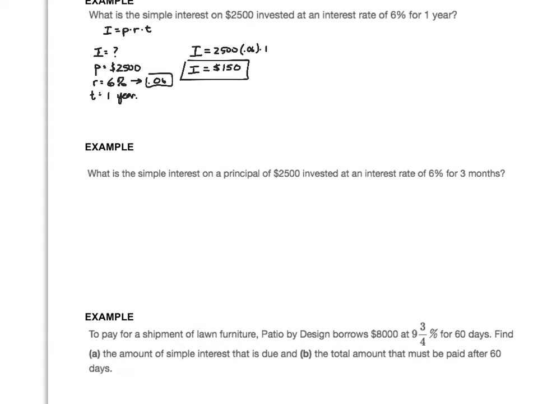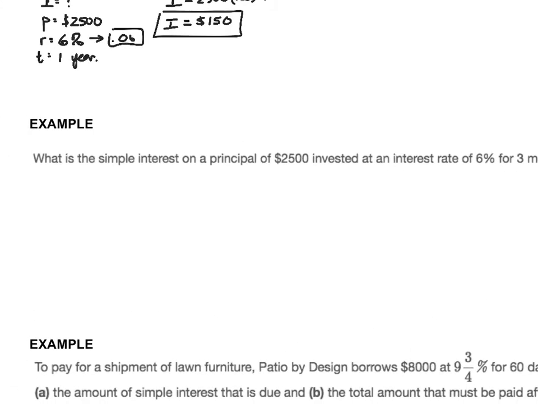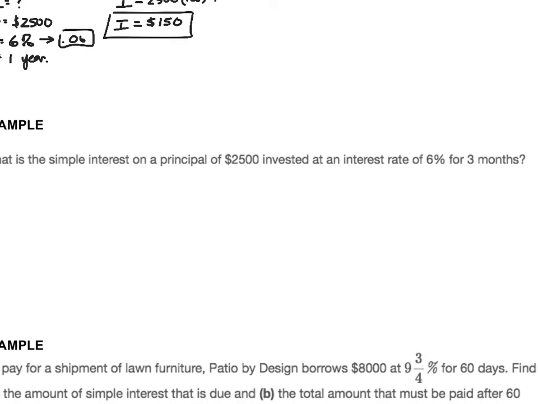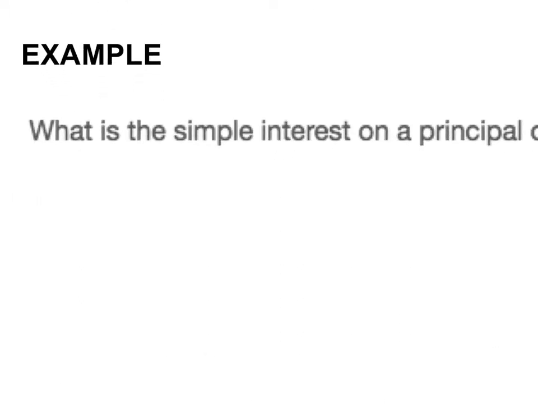All right, so now let's look at this one. Now this one's a little bit different. It says, what is the simple interest on a principal of $2,500 invested at an interest rate of 6% for 3 months? Now 3 months is a little bit different, so let's take a look at this. Let's do the same thing we just did and list out what I is. I is equal to P times R times T. I is your interest, which we don't know, and it's asking that.